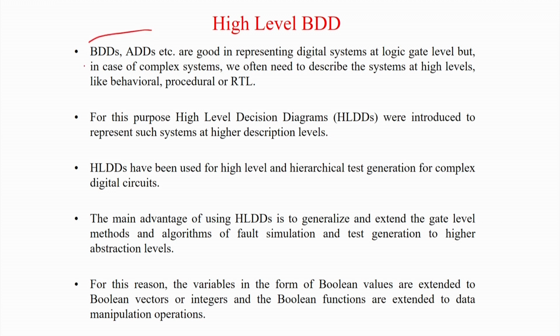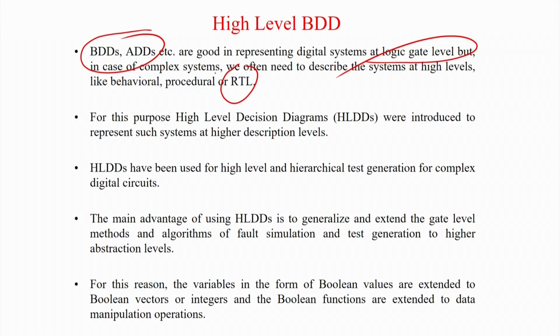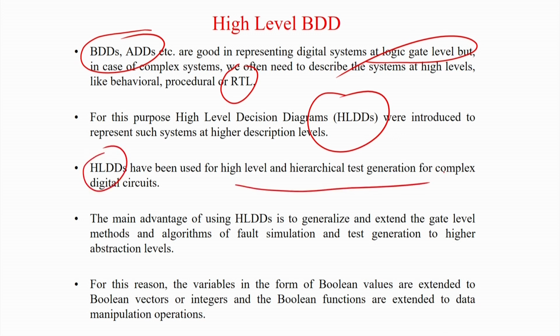As I told you, BDDs are good for representing digital systems at logic gate level, but whenever you go for abstract systems of systems like NOC and SOC, there is no way you can look at binary, you have to go to RTL. So the high level decision diagrams, sometimes we call them HDD, sometimes HLDD, were introduced to bridge that gap, if you have an HDL or RTL representation, how do you go about it. HDLs are very popular for high level and hierarchical test generation, and you can very easily represent or model circuits at the RTL level.